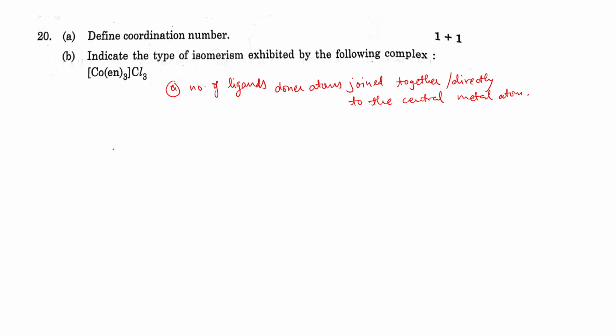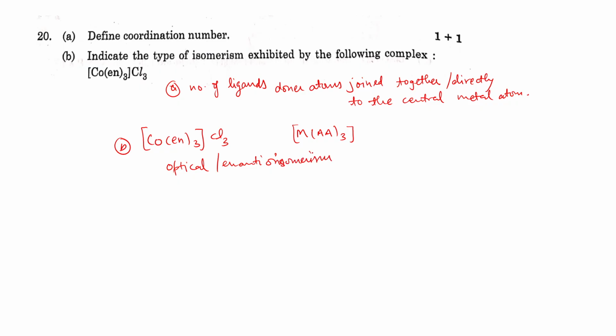Second question, second part, this one [Co(en)3]Cl3. So this is a case of M(AA)3 type complex. These types of complex exhibit optical isomerism, or enantioisomerism. So if I write the structure of this one, I will write in a shortcut way. This is cobalt, and this is the mirror.